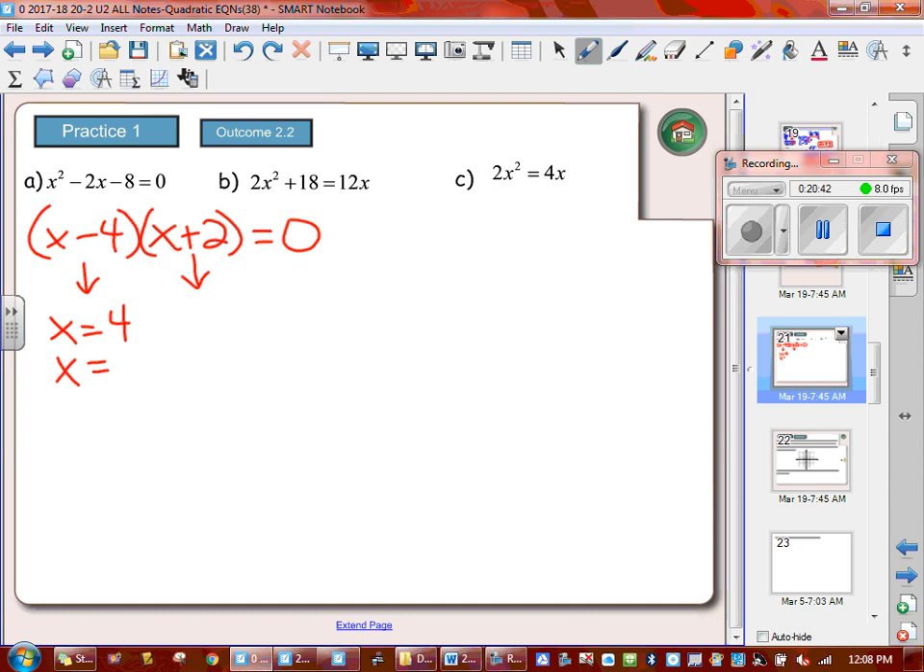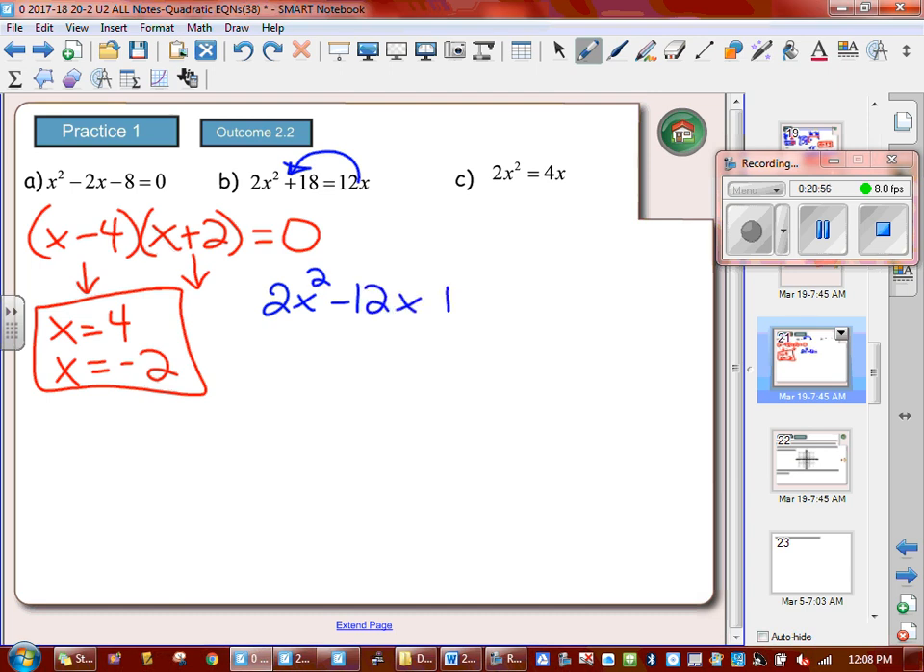Now look at letter B. We need to take our 12x over. So you should get 2x squared minus 12x plus 18 equals 0. Remember, it has to be in the form of ax squared plus bx plus c equals 0. That's why the negative 12x had to sit in between both of those, because b has a variable x.